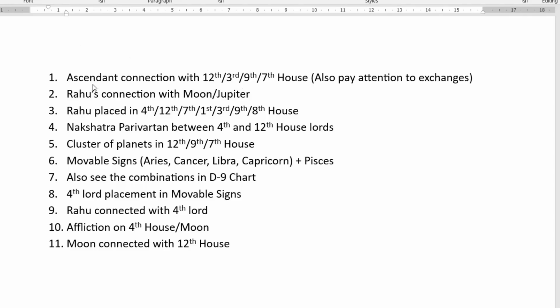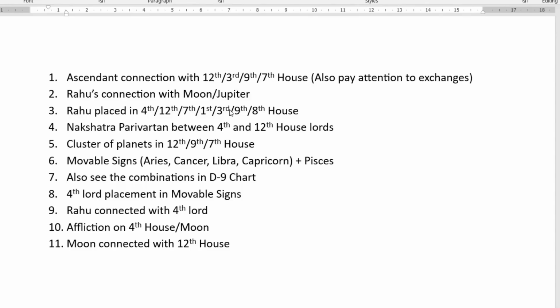So that is the second combination. The third would be Rahu's placement in the 4th house, 12th house, 7th house, 1st, 3rd, 9th, 8th. So I know that there are a lot of houses. But again, like I mentioned, the 4th, 12th, and 8th are the most prominent houses for foreign settlement.